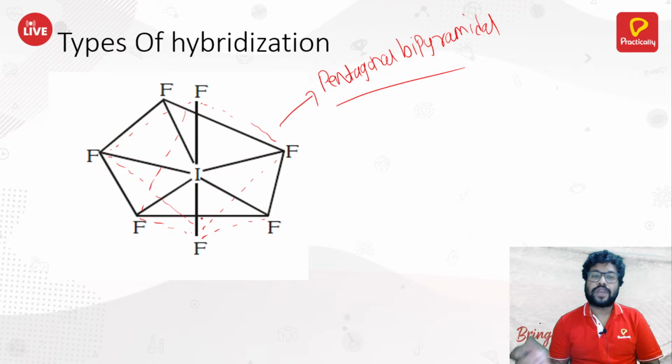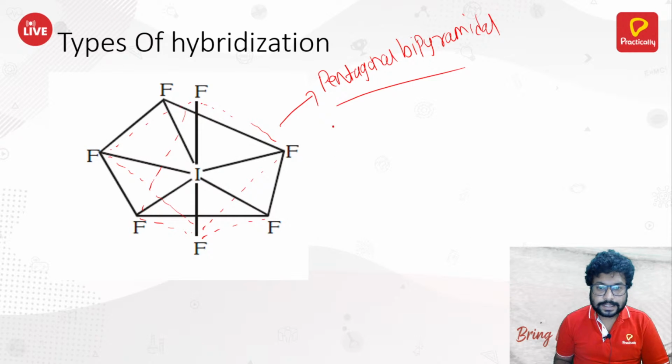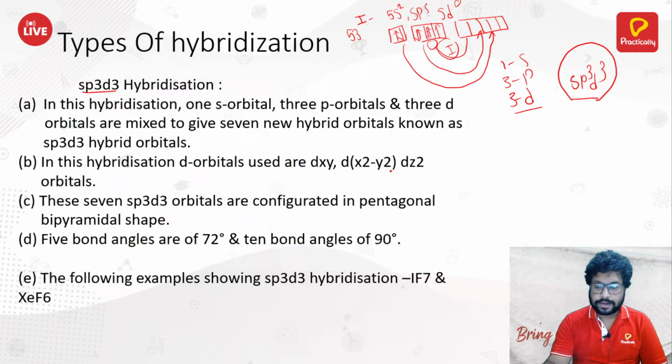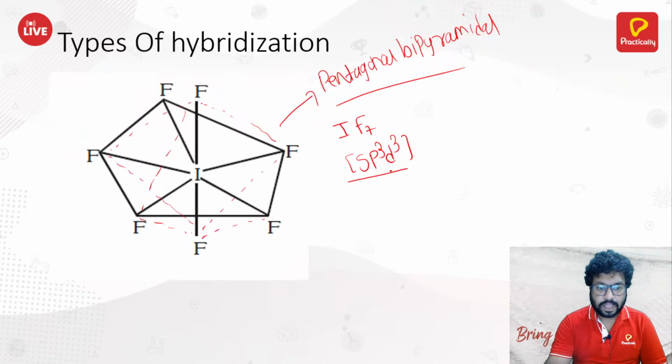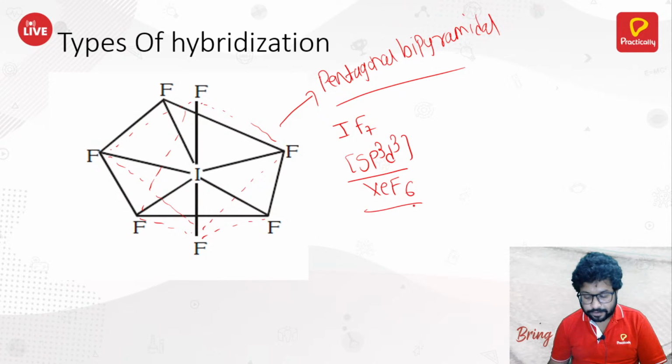So that is how you get IF7. Its hybridization is sp3d3. Okay, this is how it gets. XeF6 also shows sp3d3. Okay, so that's it for today.